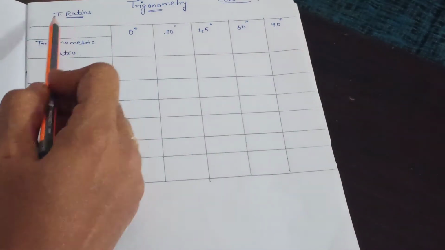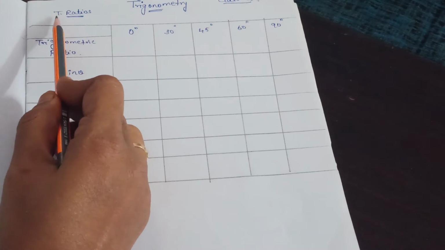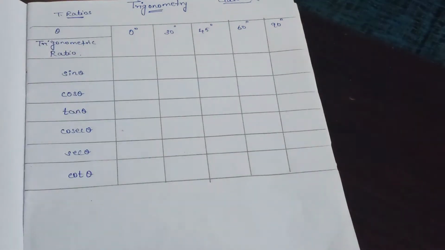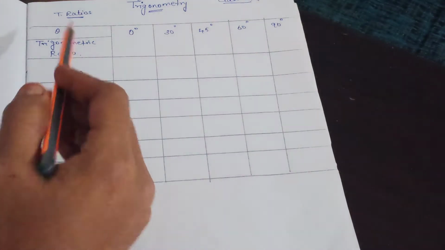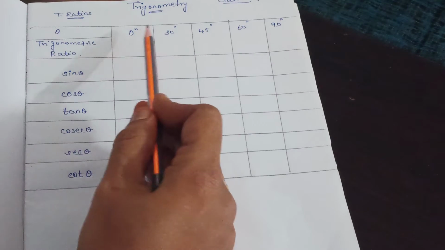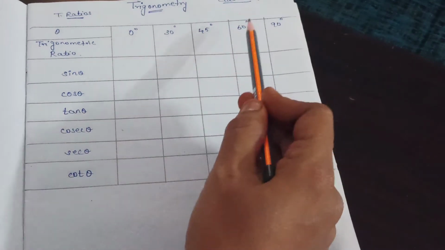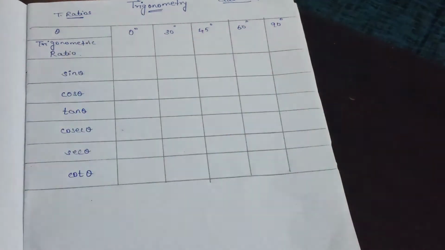So now here we are going to discuss trigonometric ratios. That is, how to easily remember trigonometric ratios, that is, the trigonometric ratios for 0 degree, 30 degree, 45 degree, 60 degree and 90 degree.